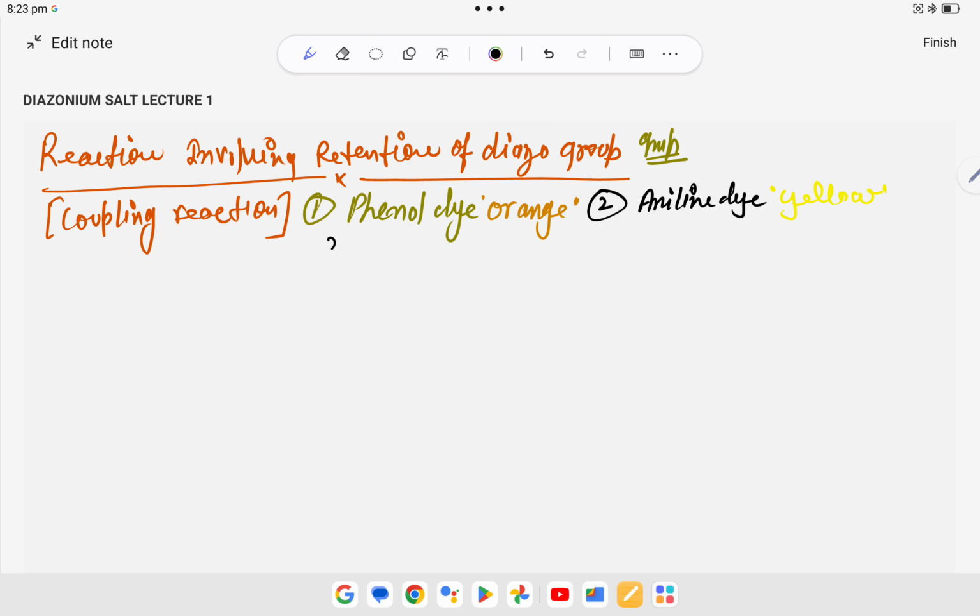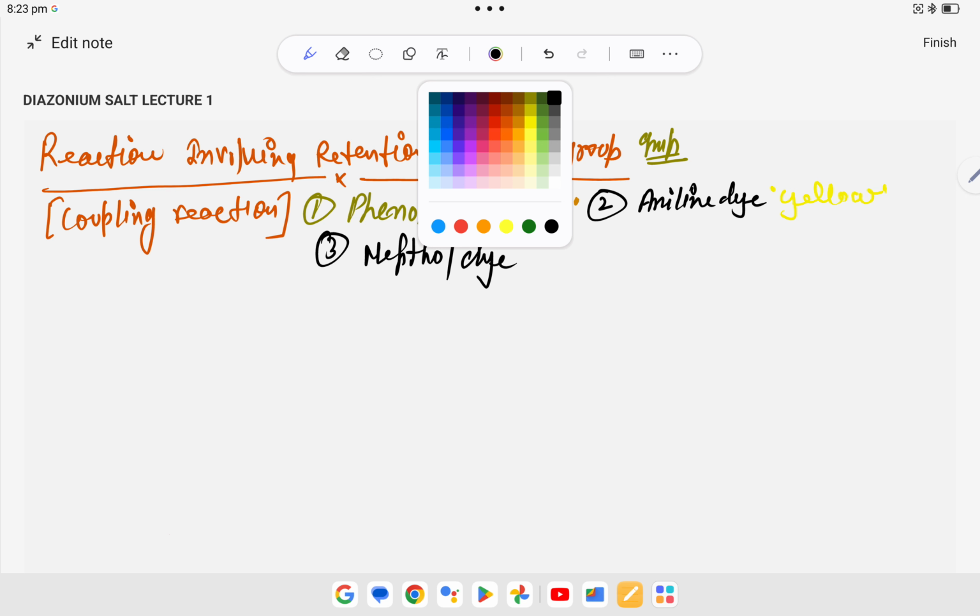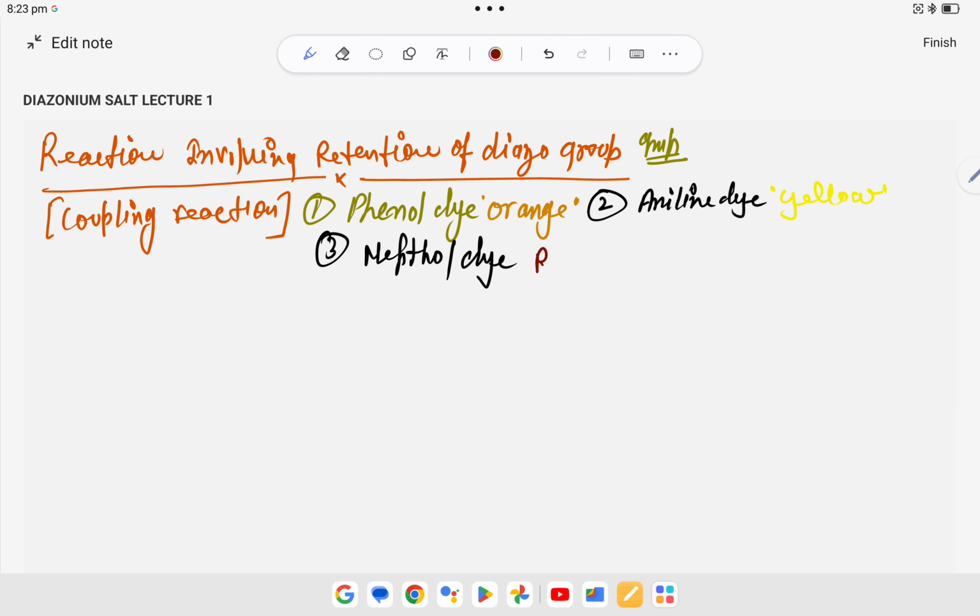Third is naphthol dye, and the color is red. Okay, so let's form phenol dye. One mechanism I will tell for the phenol, remaining same, remaining reactions only I will tell you.